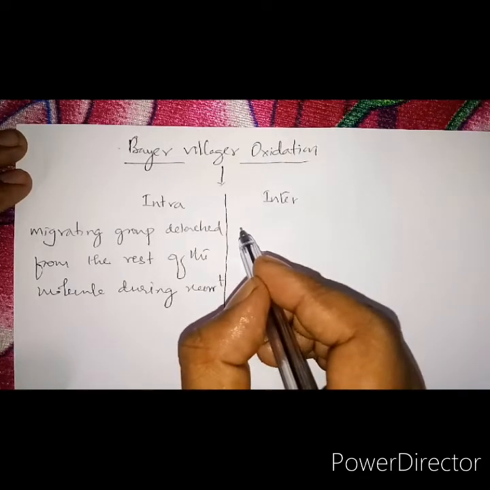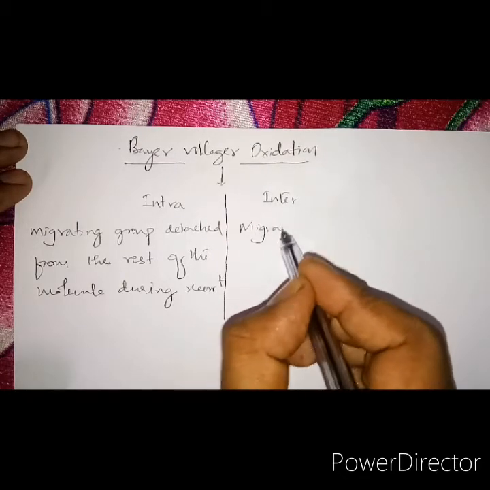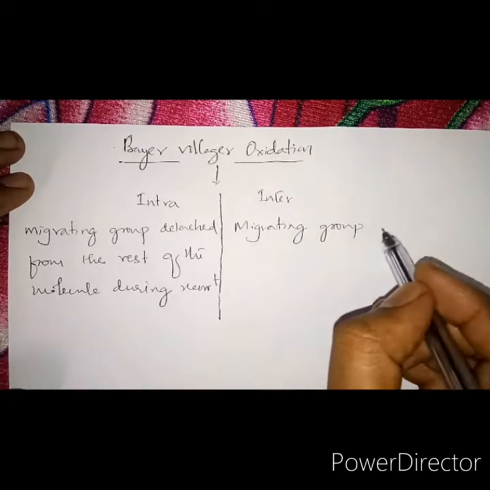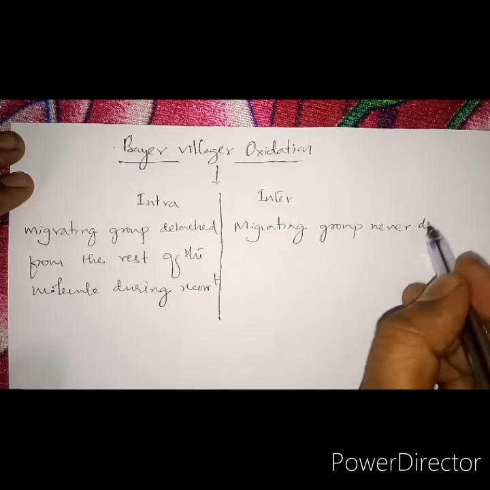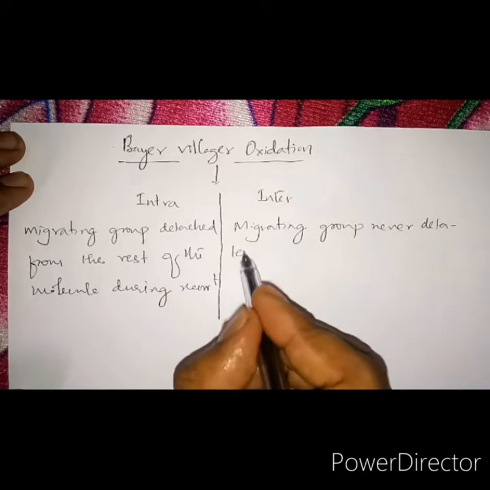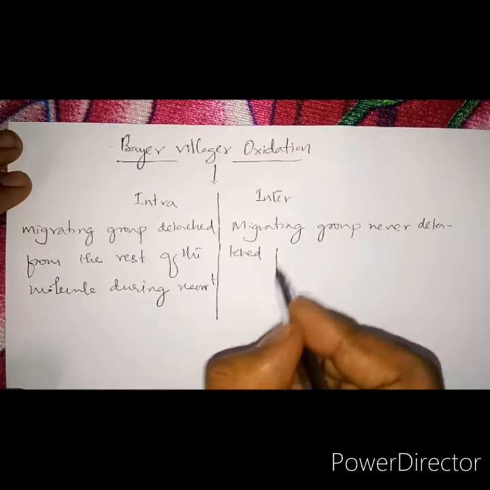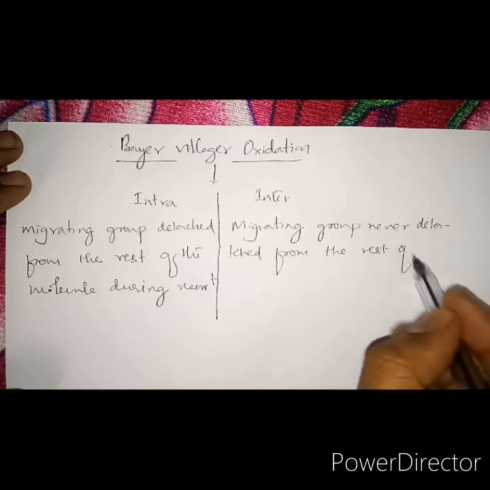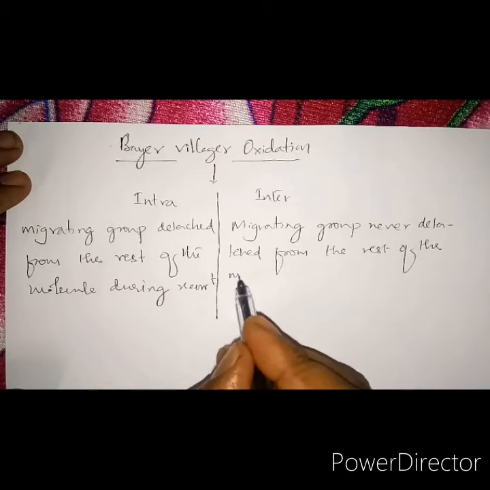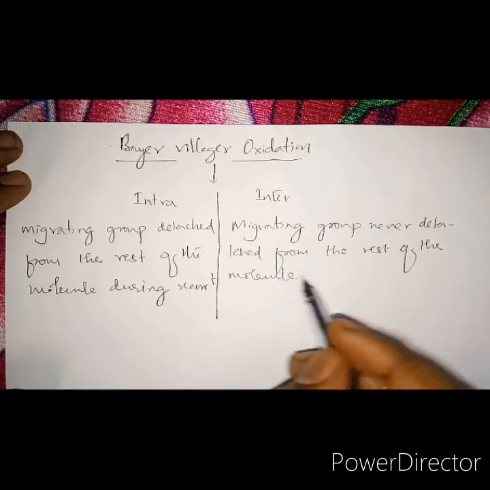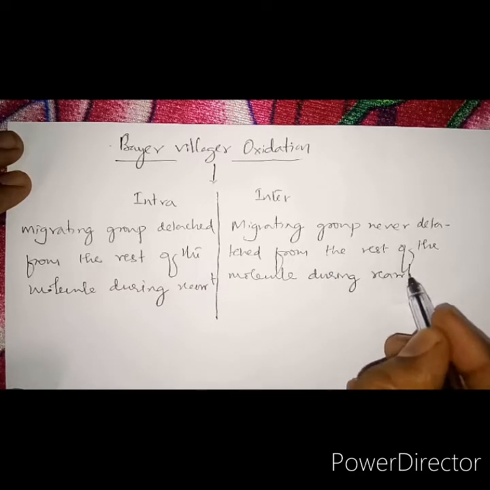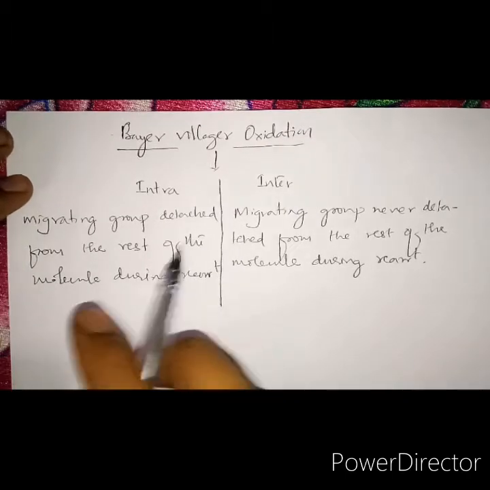If it is intermolecular rearrangement, then the migrating group is never detached from the rest of the molecule during the course of the rearrangement. So it's called intermolecular rearrangement.